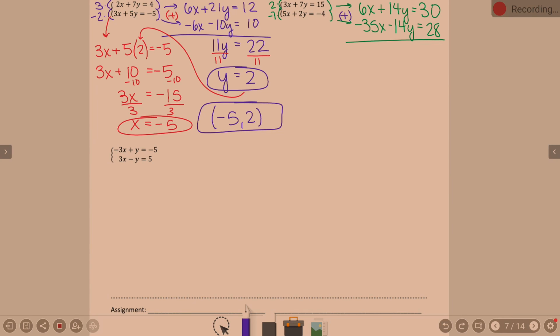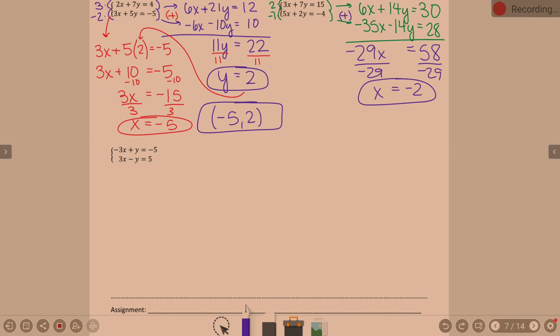Okay, guys. 6x plus negative 35x, negative 29x. 14y plus negative 14y. There's the 0 we wanted. Carry your equal sign down. 30 plus 28, 58. Looks a little scary, but does it work? Yes. Negative 29x, divide by negative 29. And x is what? Negative 2.